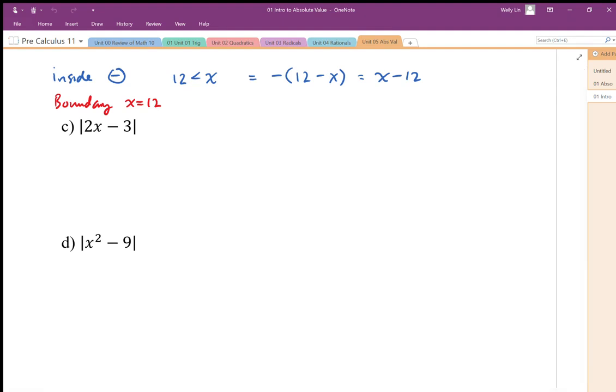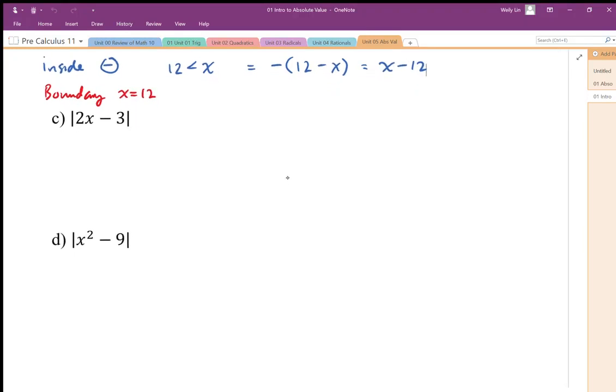So again, what we want to do is establish the boundary between where things are positive and negative, where the inside is equal to 0. The 0 represents the boundary between positive and negative, because when the inside is positive, the absolute value doesn't do anything, it doesn't change anything. Where the inside is negative, the absolute value will change it to its opposite.